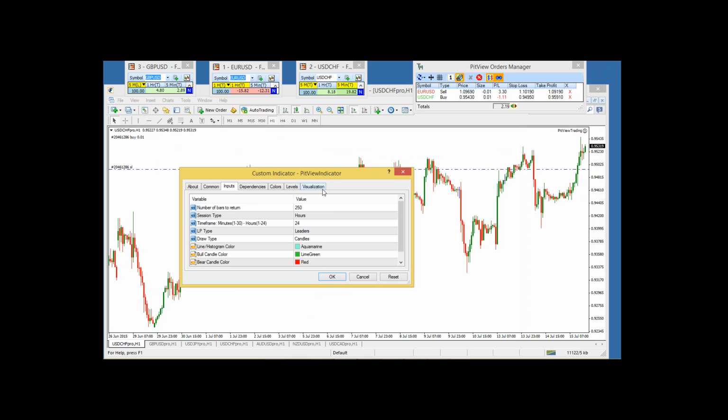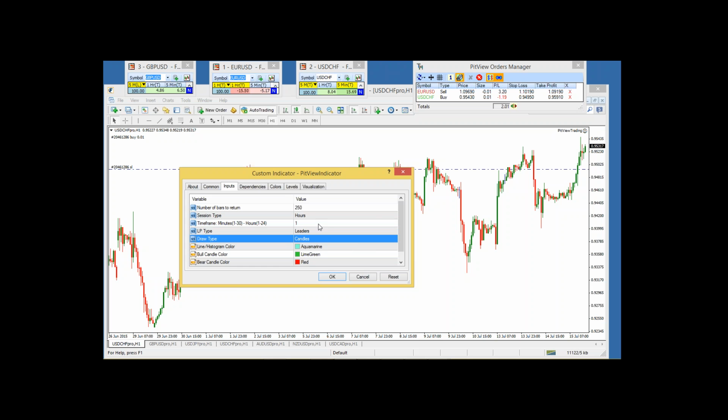If I click on that and I go to Inputs, the session type, hours. For swing trading, we're looking at the hourly charts. The time frame, under time frame, I'll put a 1 because we're looking at the 1 hour PitView totals, just like we are right up in here. Draw type, I like having these set as candlesticks.